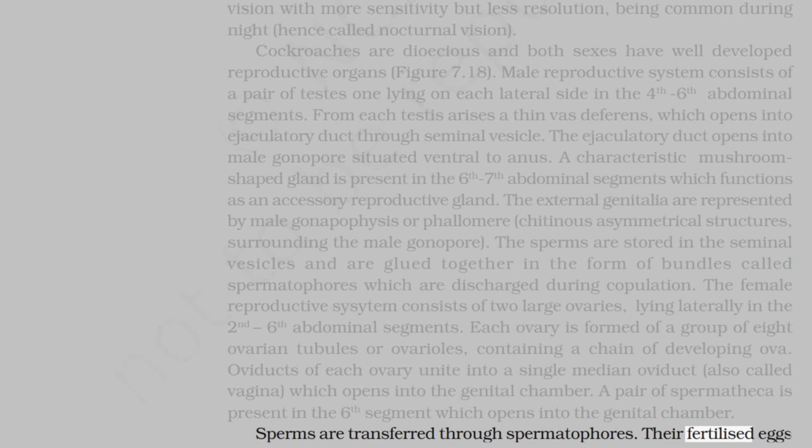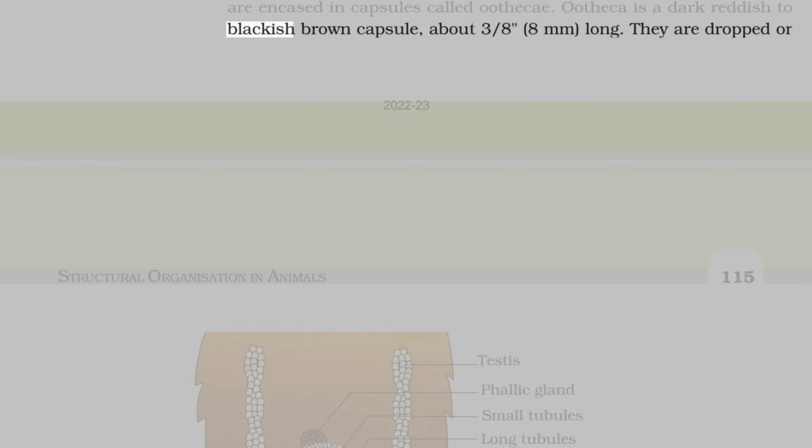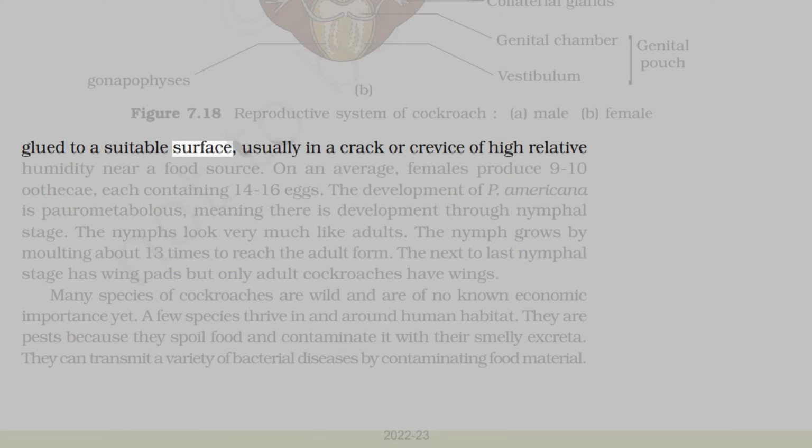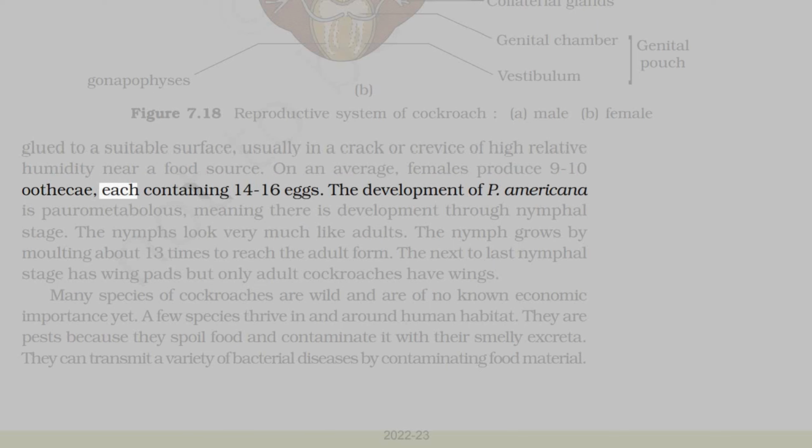Their fertilized eggs are encased in capsules called oothecae. Ootheca is a dark reddish to blackish brown capsule, about 3/8 mm long. They are dropped or glued to a suitable surface, usually in a crack or crevice of high relative humidity near a food source. On an average, females produce 9 to 10 oothecae, each containing 14 to 16 eggs.